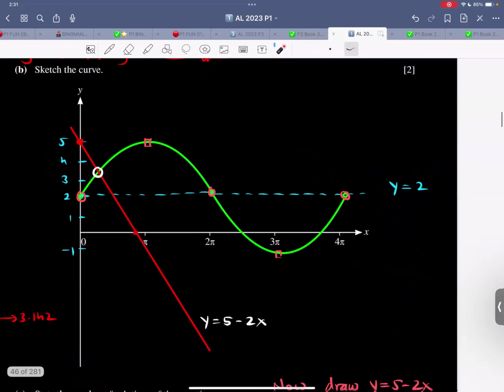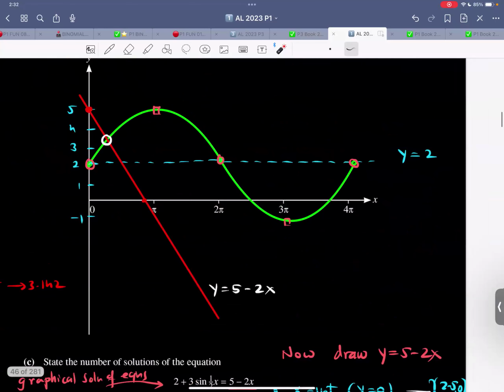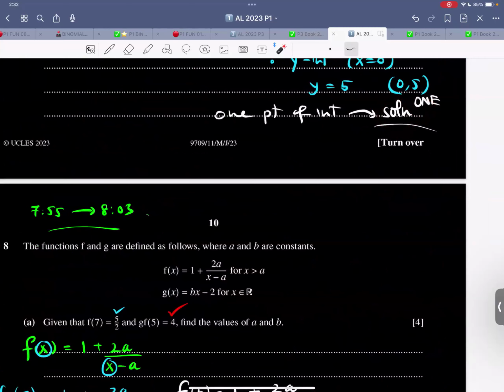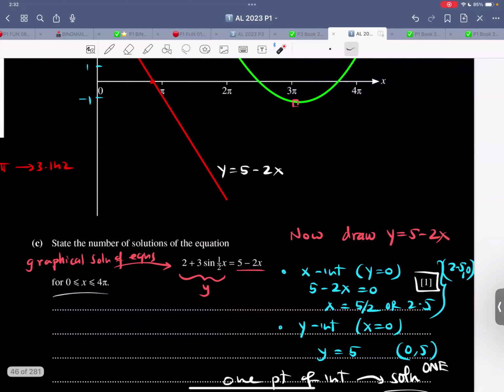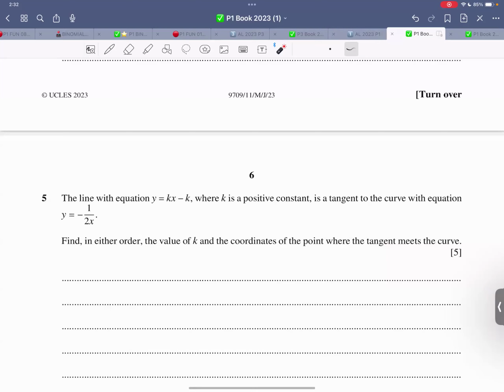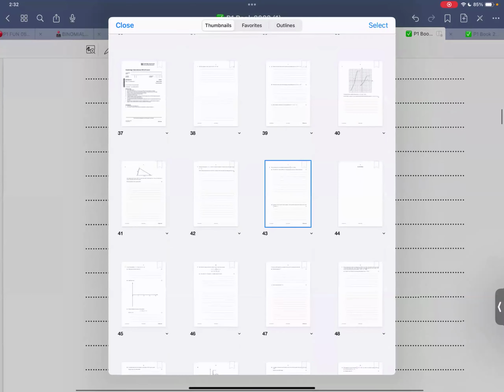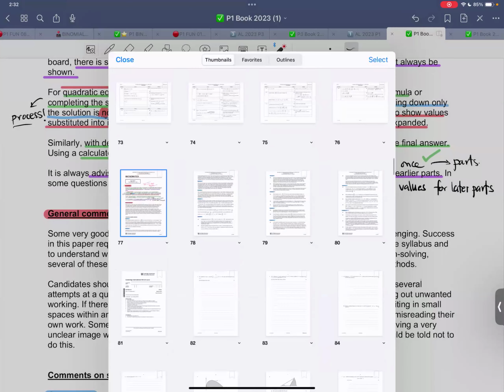So now this value is 2.5. We know that pi is 3.142, so 2.5 would be a little bit lesser. So this line is not exact, but it is realistic. How many points of intersection? 1. Therefore, one solution. That is the answer for this particular question. So now let me pause over here and let me go to the exam report. So this is up till question 7. 6 is skipped. So that's the exam report.